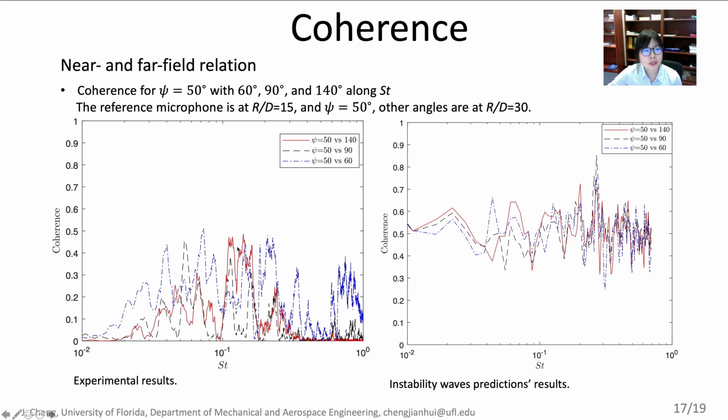Next, we show the coherence for the near and far-field regions. We show the reference angle at 50 degrees, x/D equals 15. From the experimental result, you can see that the coherence is low relative to our predictions. And for 50 and 60 degrees, there is a peak around Strouhal number 1. This is because the dominant noise source is broadband shock-associated noise. Also in our predictions, the coherence varies from 0.3 to 1.